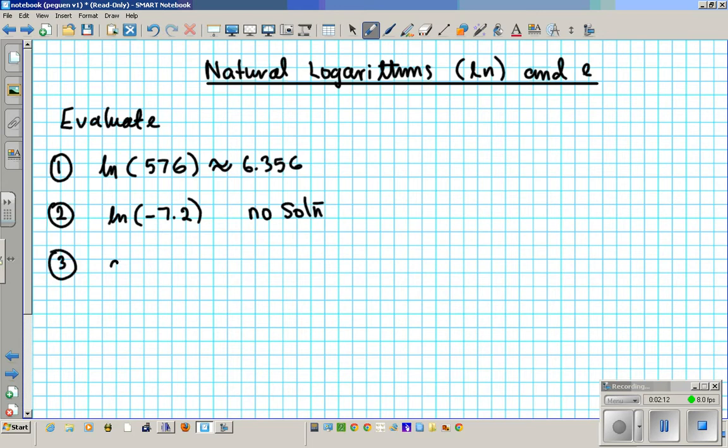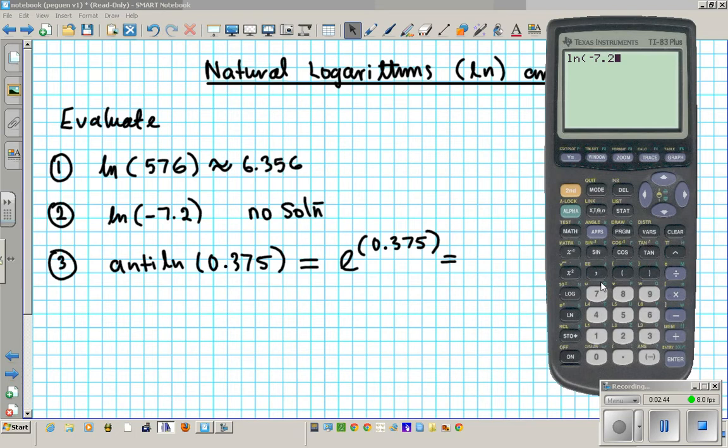Let's try another one. Let's try the anti-natural logarithm of 0.375. Antilog is the inverse of natural logarithm. So what is the inverse of natural logarithm? The inverse of natural logarithm is e. So this is the same thing as e to the 0.375. That's what we're going to enter in our calculator. Second function e to the 0.375.